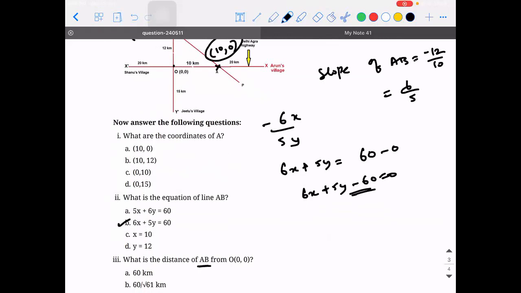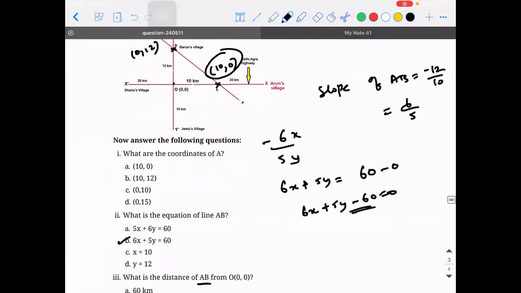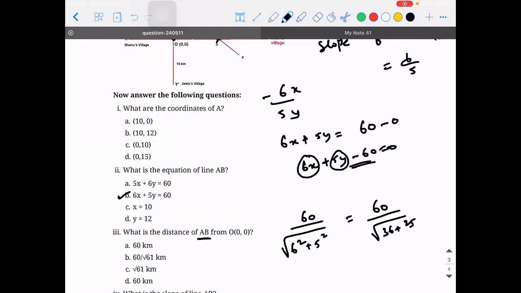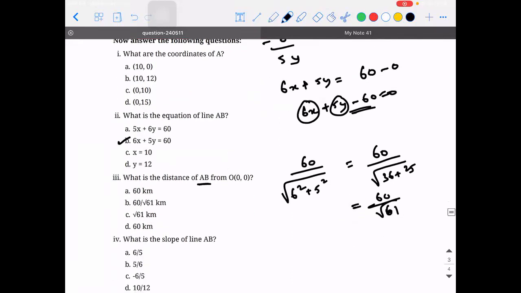What is the distance of AB from the origin? Means from here, what is the perpendicular distance? How to find the perpendicular distance from a point to a line? 60 divided by, substitute the point, 6 into 0 plus 5 into 0. 60 divided by root of 6 square plus 5 square. So 60 divided by root of 36 plus 25, so 60 divided by root of 61. 60 by root 61.